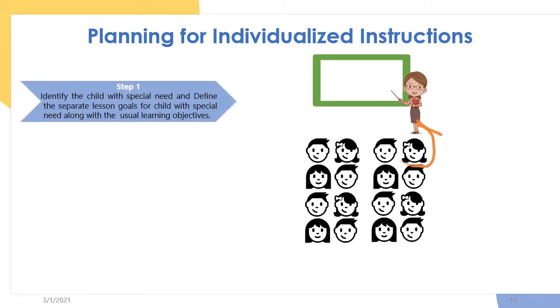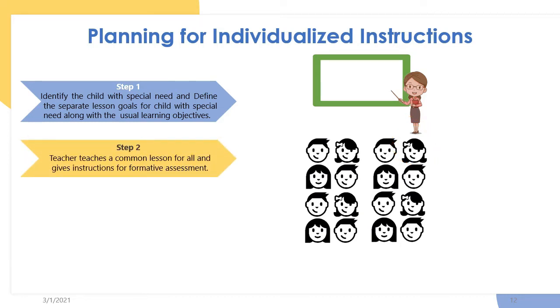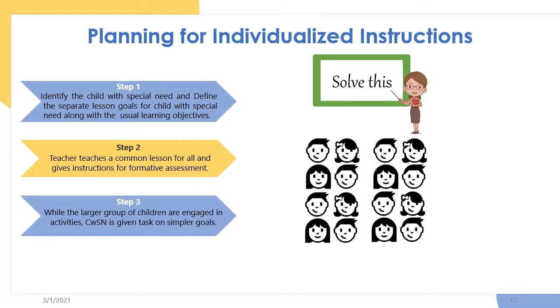Step 1 is, identify the child with special need, and define the separate lesson goals for the child with special need, along with the usual learning objectives. Step 2 is, the teacher teaches a common lesson for all, and gives instructions for formative assessment. Step 3 is, while the larger group of children are engaged in activities, the child with special needs is given a task on simpler goals. Here, we must keep in mind that it depends on the type and severity of disability. The child with special need might require assistance and guidance from a special teacher or therapist.